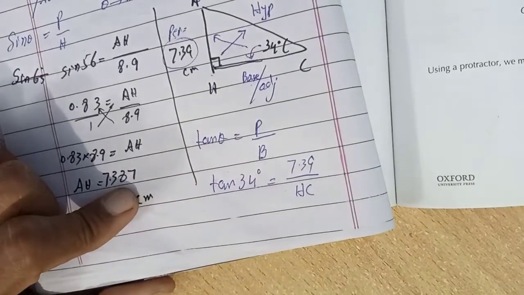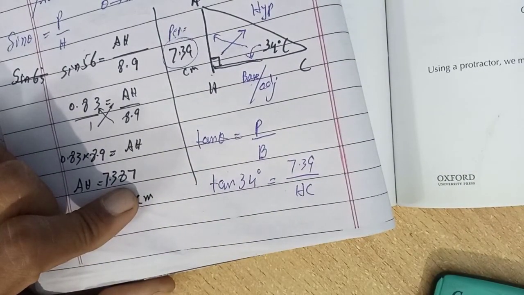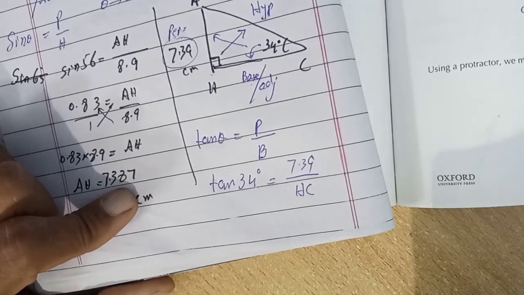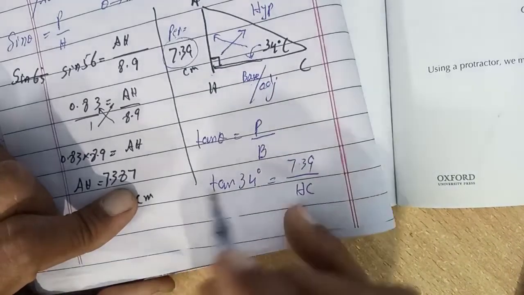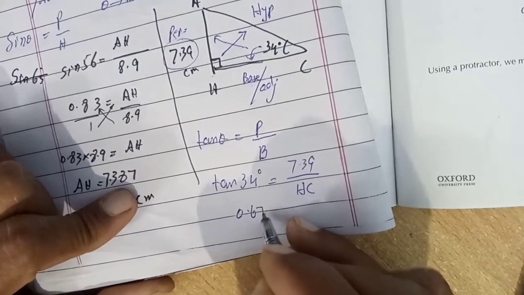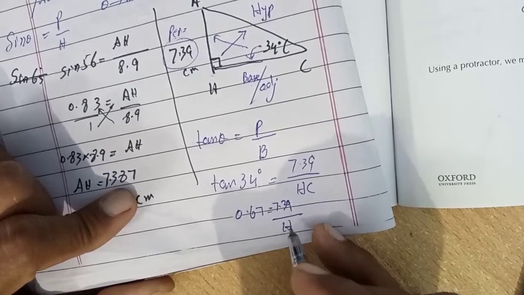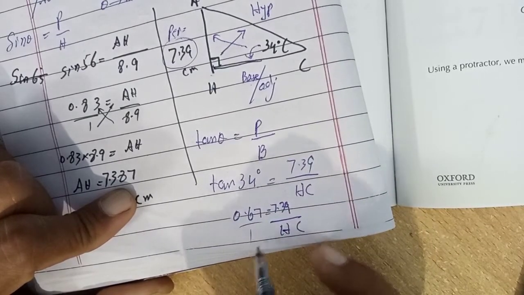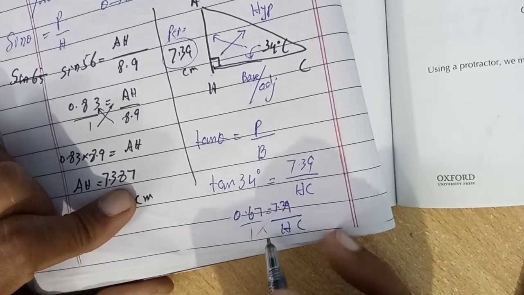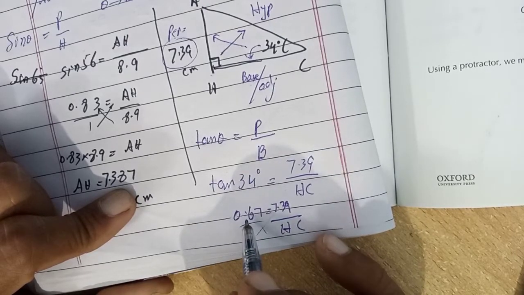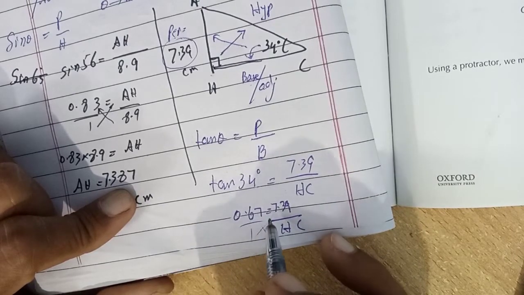So what is the value of tan 34? The calculator gives me the answer 0.67, so 0.67 equals 7.39 over HC. I write 1 over here and do cross multiplication. HC will be multiplied by 0.67.